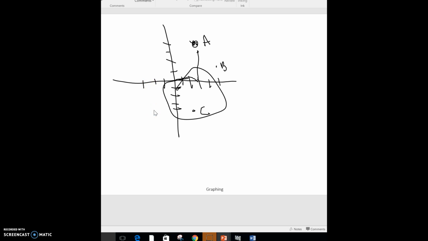E and F, be careful. E has 0 in the X value and 1 in the Y value, so go up 1 and put a dot on the Y axis. That would be E. And F, go back 3, 1, 2, 3, and plot a point here on the X axis. As far as the quadrants go, if you look at everything you just plotted, A would be in quadrant 1, B would be in quadrant 1, C would be in quadrant 4, which is IV, D is in quadrant 3, which is III, and then E is on the y-axis and F is on the x-axis.